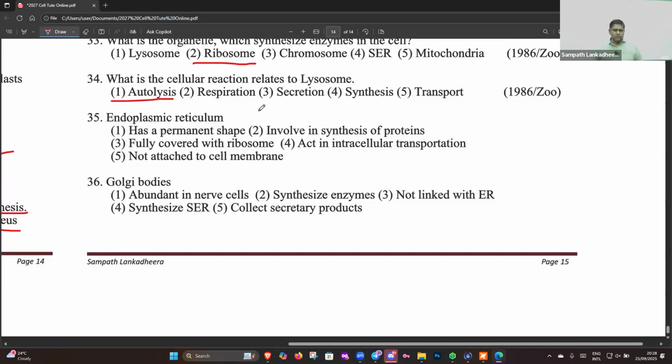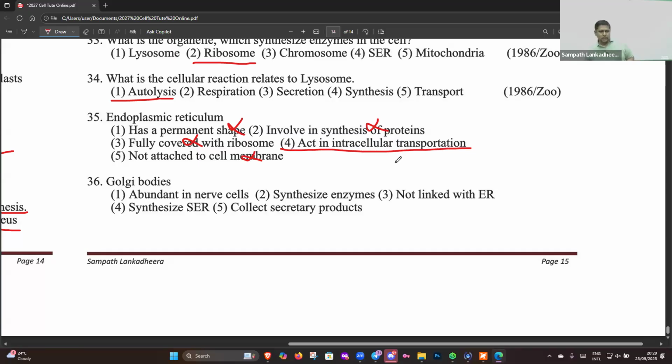Endoplasmic reticulum has permanent shape. No. Involves in synthesis of protein. No. Fully covered by ribosomes. No. Actin intracellular transportation. Not attached. This question was repeated even before.